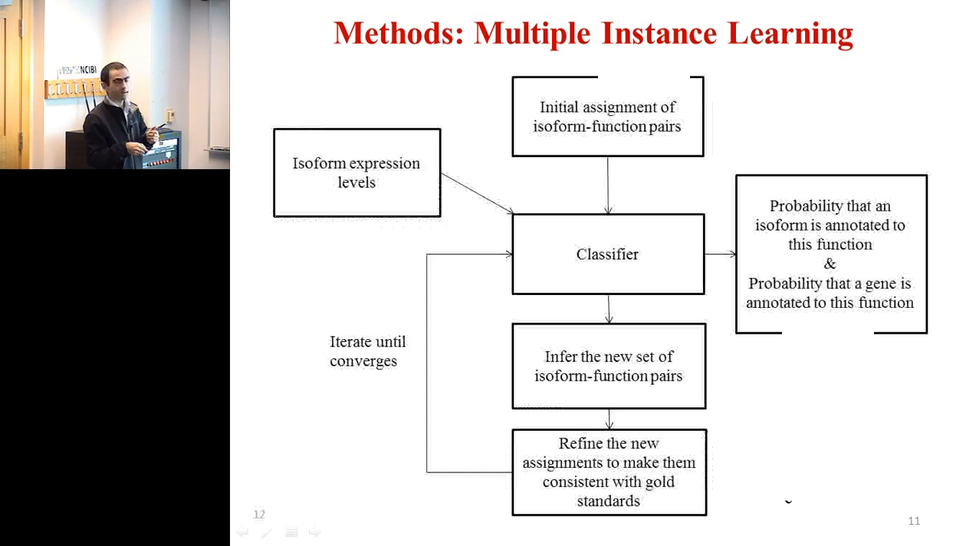And then we can go ahead and build our final classifier to get the probability that an isoform is annotated to a function, or the probability that a gene is annotated to this function. And isoform abundance estimates are our input features.